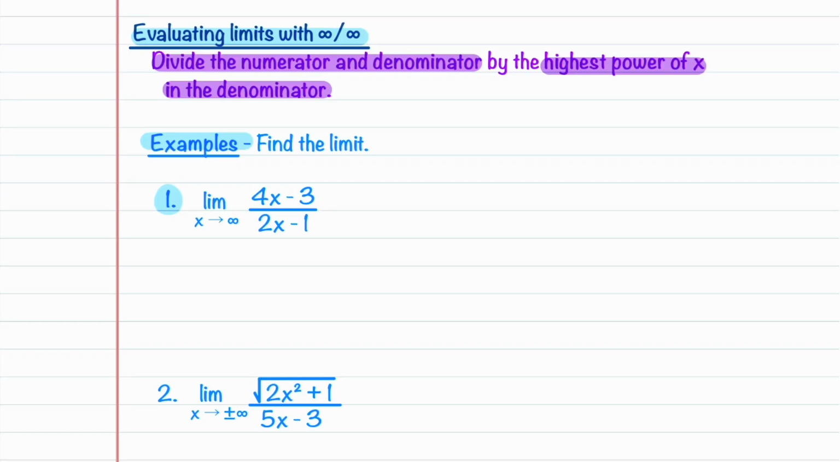Whenever you evaluate a limit, the first thing that you want to do is substitute in what your value x is going to. So let's go ahead and do this. X is going to infinity, so we have 4 times infinity minus 3, all divided by 2 times infinity minus 1. 4 times infinity is going to be a lot bigger than minus 3, so I'm going to write that the top is equal to infinity.